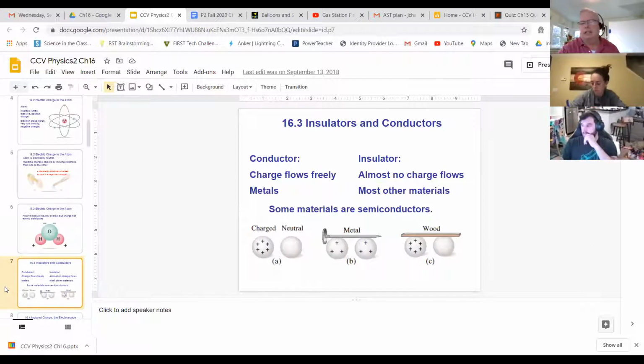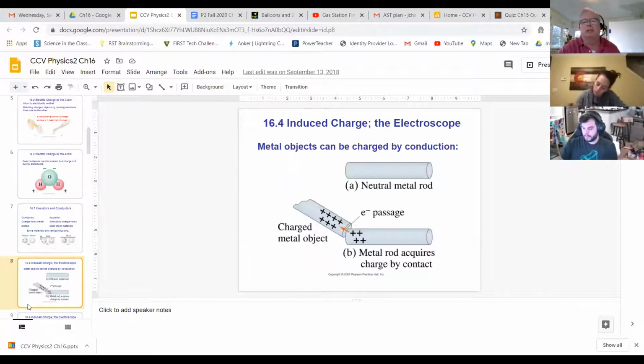So conductors and insulators, it's pretty straightforward. Metals are good conductors, just like they're good conductors of heat, and it's because they have valence electrons that are not held very tightly. So they're really good at having energy sharing collisions, and they're really easy to move from point A to point B with just a little bit of influence. So what does it mean to be charged?